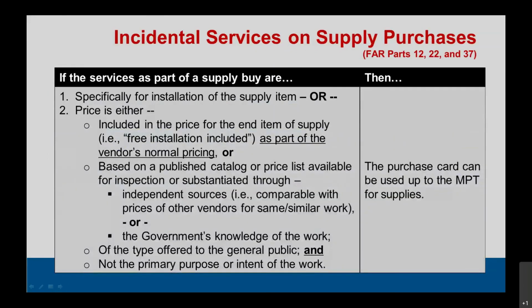Now, when it comes to buying end items of supply, like a piece of large or heavy equipment, there can be incidental services associated with the receipt of that item. For example, generators or heavy-duty batteries may need to be installed, and many times vendors will include the installation as part of the total price of the item.